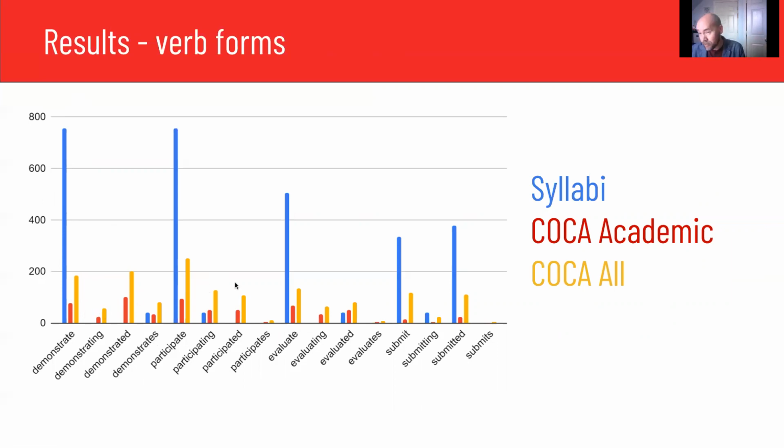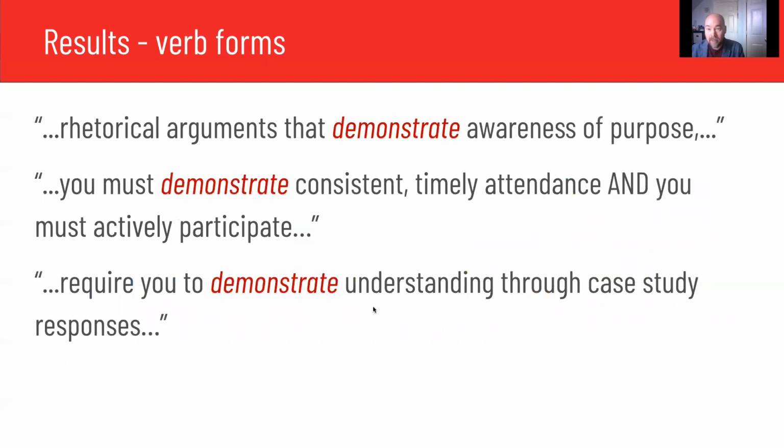And that holds true for most of the other verbs here. So submit and submitted both occur in roughly equal proportions, but submits doesn't occur at all, which is interesting. And again, in the other corpora, it's more even. It's not flat, but it's more even than it is for the syllabi.